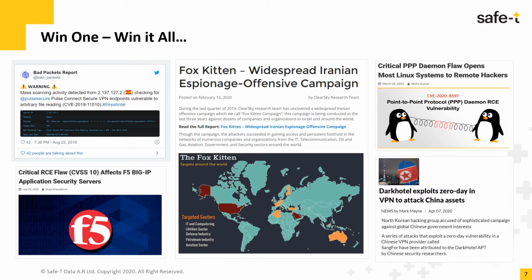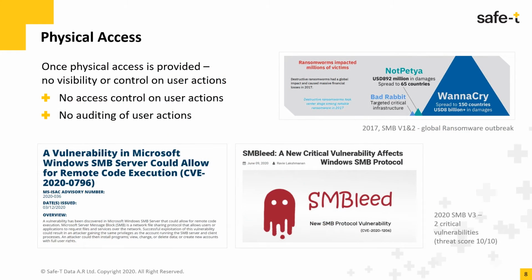Unfortunately, this creates a hacker's paradise. Win one, win it all. This slide shows an example of how lack of module separation makes a vulnerability in the VPN a disaster. Since all modules are managed in the VPN itself, a single exploit chain can collapse the entire security posture of the organization. Physical network-based access is both dangerous and overly permissive by nature.